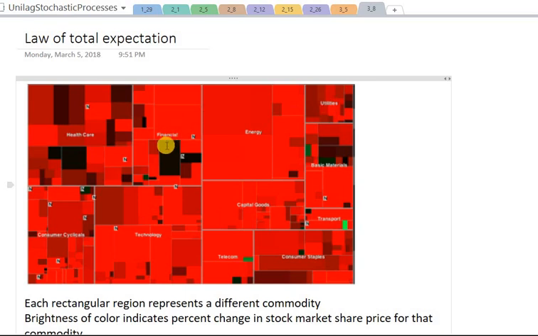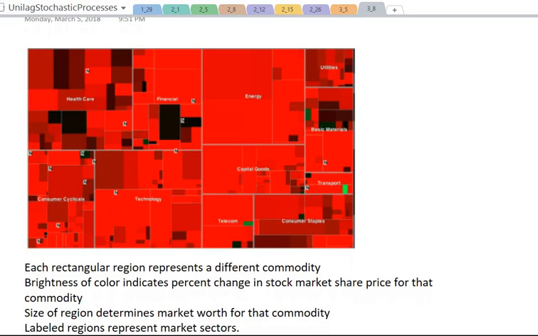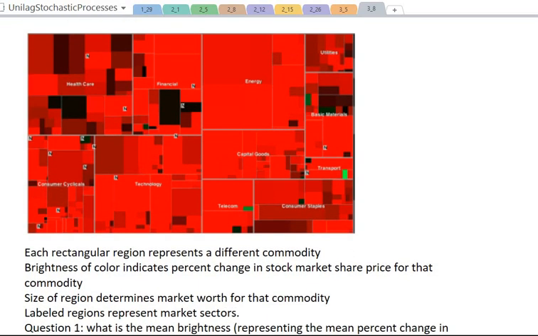Now, each sub-region within that region represents a different commodity. And the brightness of the color indicates the percent change in stock market share price for that commodity. So we have a kind of map of the stock market where we have different commodities. Some prices go up because they're represented by bright rectangles, and some prices go down because they're represented by dark rectangles. This is called a tree map, which is often used in business intelligence to represent data.